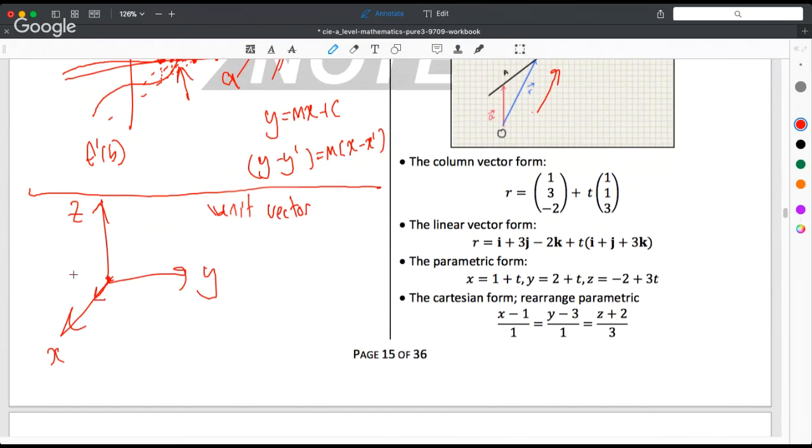So here's one, and it's called i. The one that points along the x direction is called i, or you can call it e_x with a little hat. The hat means it's a unit vector, so it has length 1. This one's called j, or you can call it e_y. And this one is called k, or you can call it e_z. So unit vectors are vectors of length 1 that point along the x, y, and z directions.